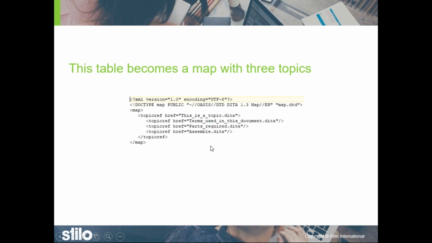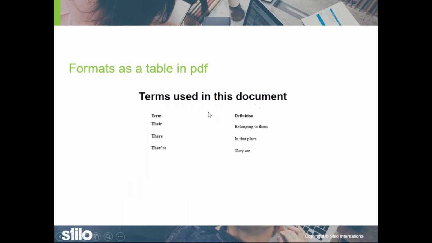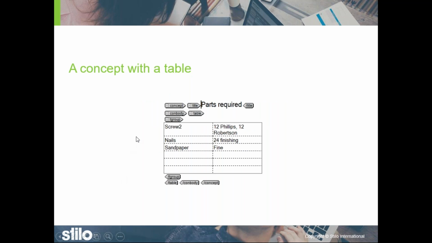So this is the map. So it's going to refer to our 3 topics. There's our reference with our definition list, which when you publish it is quite likely to come out formatted as if it were a table, though it need not. And that's one of the great things, that we are now separating format from meaning. So we can do anything we like with that. And this is the next topic. So it's a concept, and we have a table.